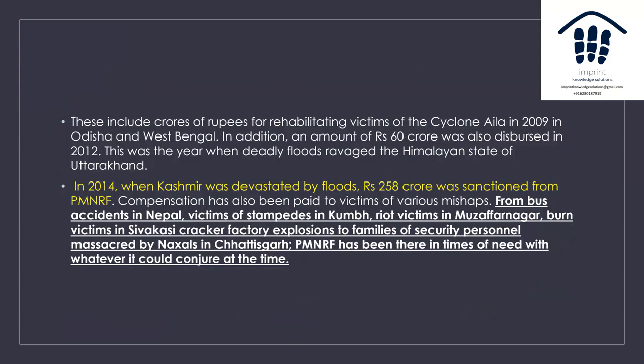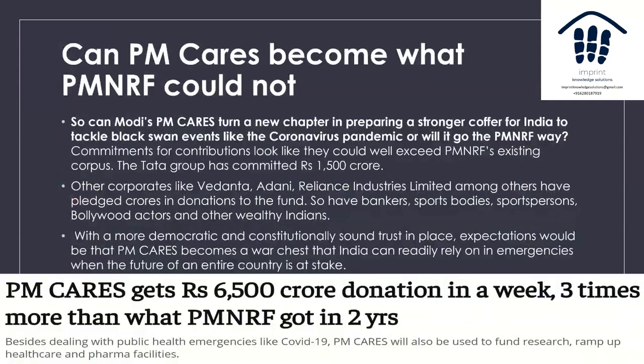सो इन 2014 व्हेन कश्मीर वाज डेवास्टेटेड फ्रंट 258 करोड़ वाज सैंक्शन फ्रॉम इट. सो देखा जाए तो हर जगह PMNRF ने कंट्रीब्यूशन किया है, ऐसा नहीं है कि इट हैज नॉट बीन यूज्ड। चाहे बस एक्सीडेंट्स हो नेपाल में, चाहे स्टैम्पीड हो कुंभ में, चाहे राइट विक्टिम मुजफ्फरनगर के, चाहे शिवकाशी में क्रैकर बर्न विक्टिम्स आ गए हैं ड्यू टू क्रैकर फैक्ट्री एक्सप्लोजन्स, सिक्योरिटी पर्सनल मैसेकर्ड बाय नक्सल्स, हर जगह PMNRF ने पैसे दिए हैं। सो इट एक्चुअली हैज बीन डूइंग अ गुड जॉब एंड विल कंटिन्यू टू डू सो.